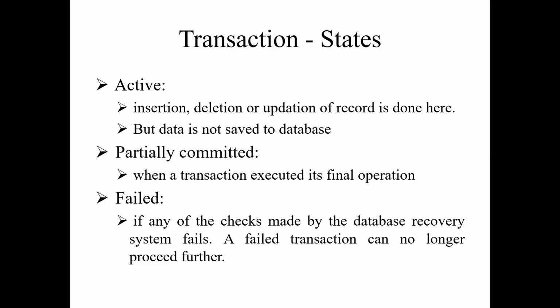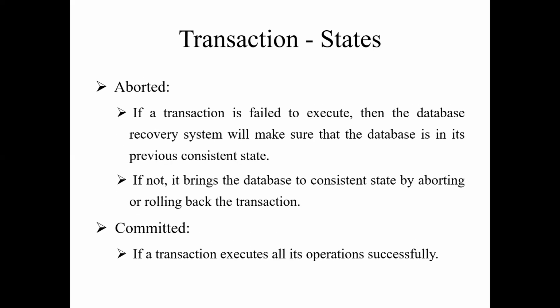And then failed means if any of the checks made by the database recovery system fails, a failed transaction can no longer proceed further. This state is called failed. And then aborted. If a transaction fails to execute, then the database recovery system will make sure that the database is in its previous consistent state. If not, it brings the database to a consistent state by aborting or rolling back the transaction. Committed, if the transaction executes all its operations successfully. Each and every transaction should follow the ACID properties and go through these transaction states.